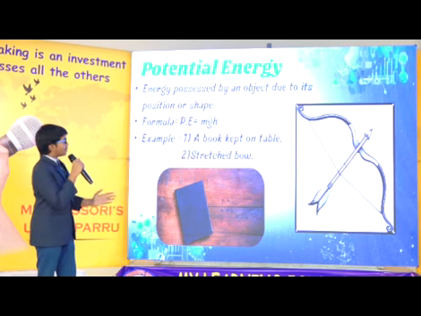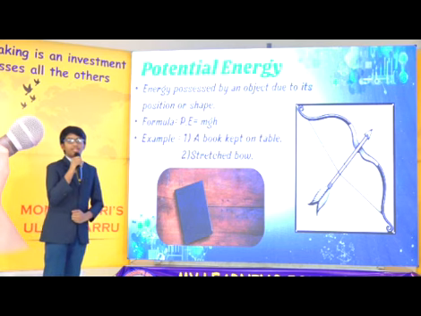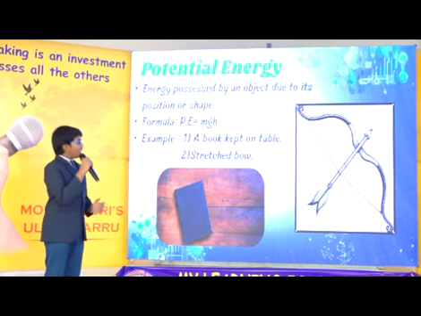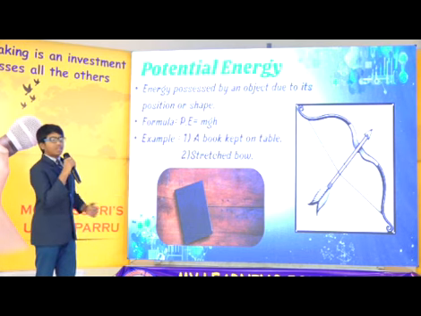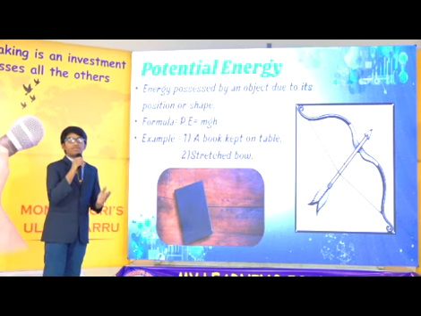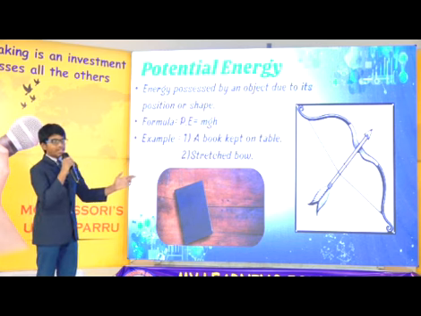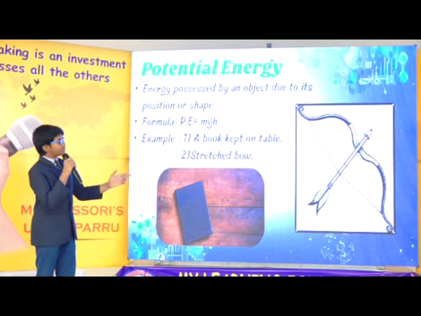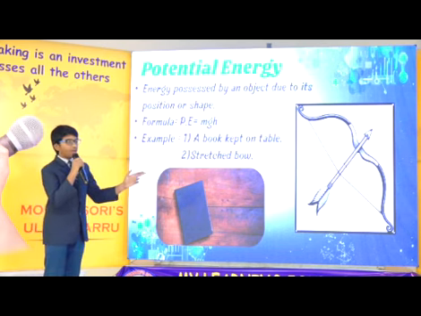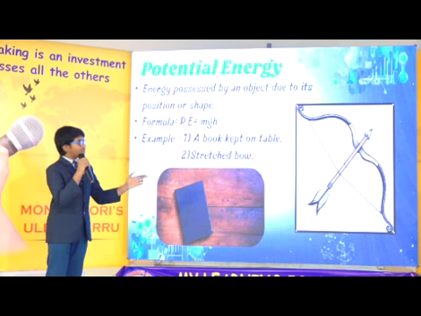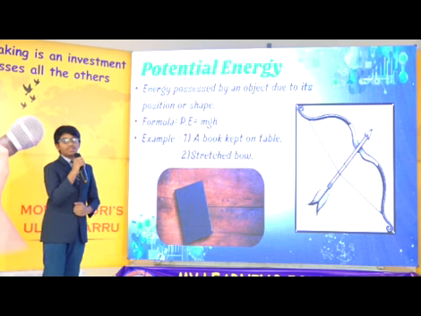A book on the table and a stretched bow. Here the book on the table is the best example for potential energy, because when we drop it, the book falls to the ground. Another example is the stretched bow. It is shape: whenever we cut the thread of the bow, it turns back into its original shape. So it is also an example.